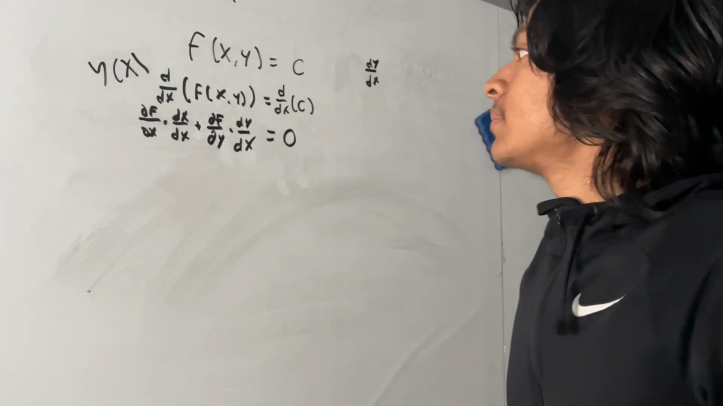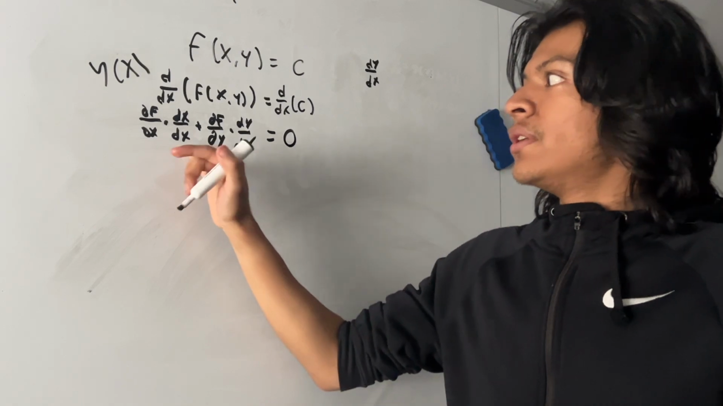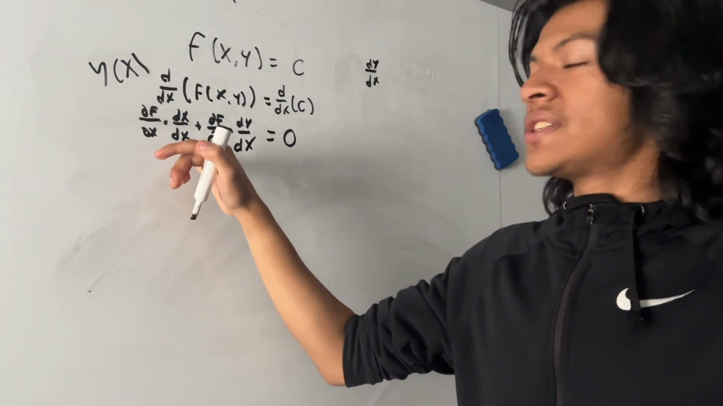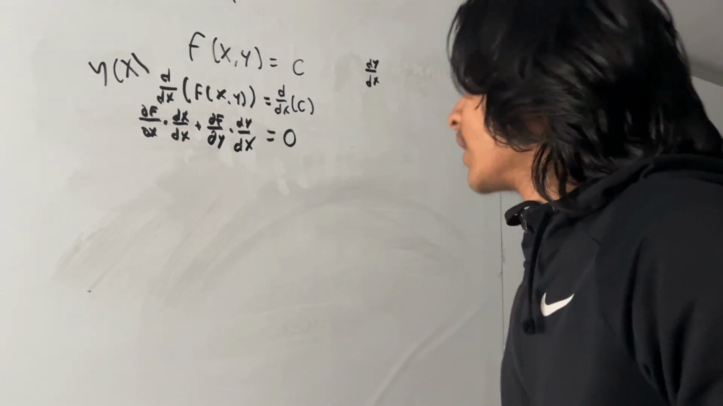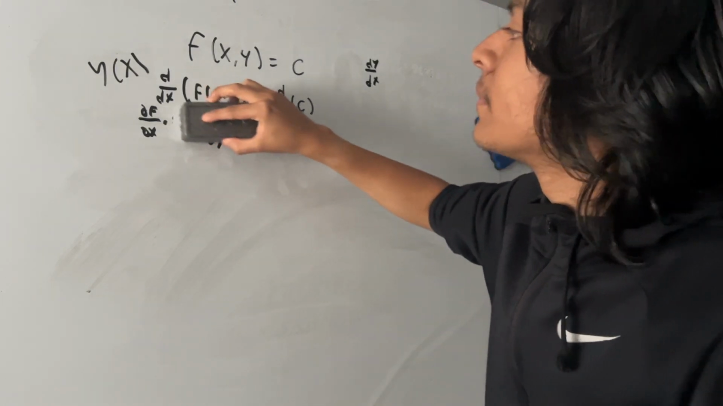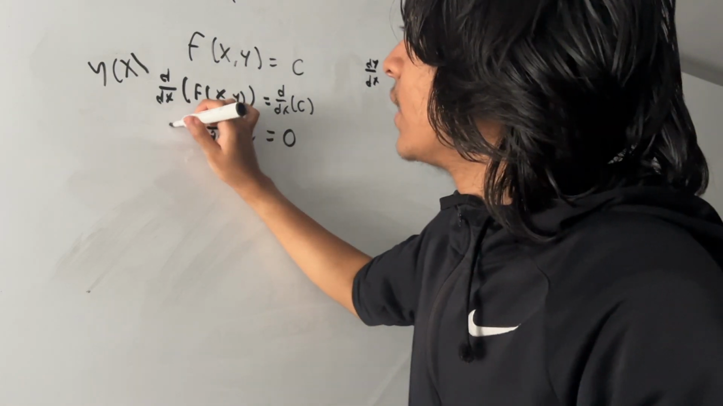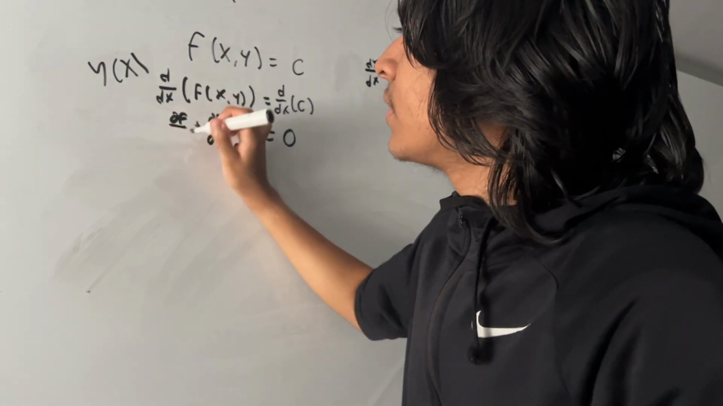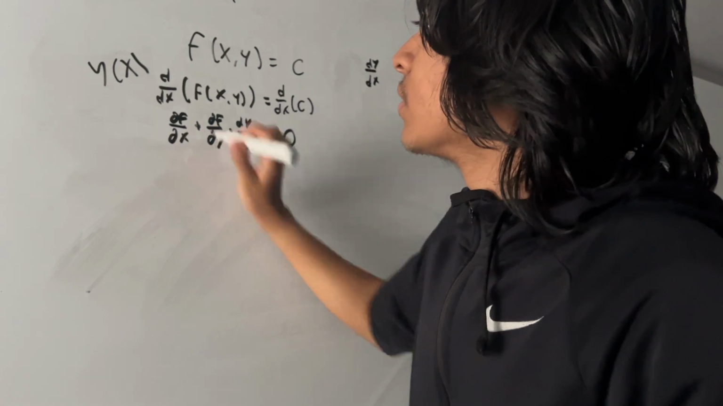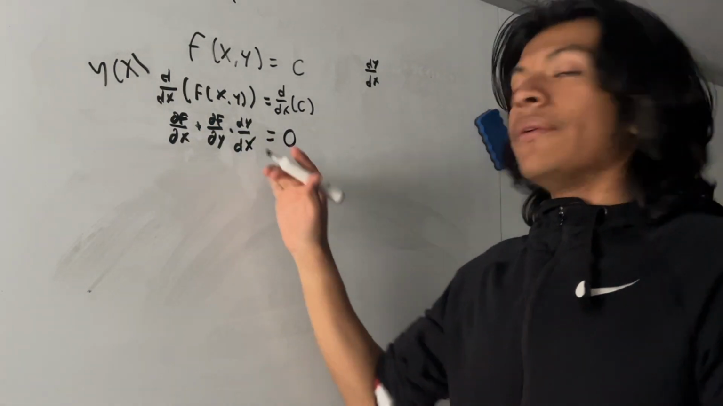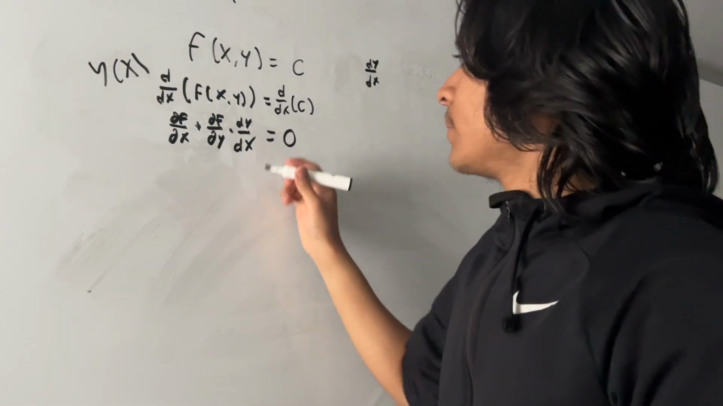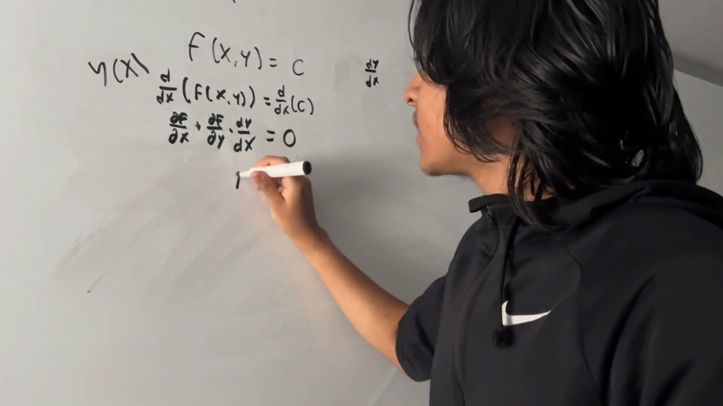over dx. Now that we're here, we notice that this dx over dx is just going to be 1. So we can go ahead and get rid of that. So right here, we just have the partial of f over the partial of x. And now we could just solve for dy/dx from here on out.